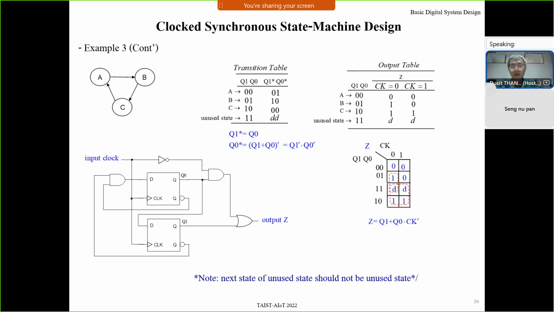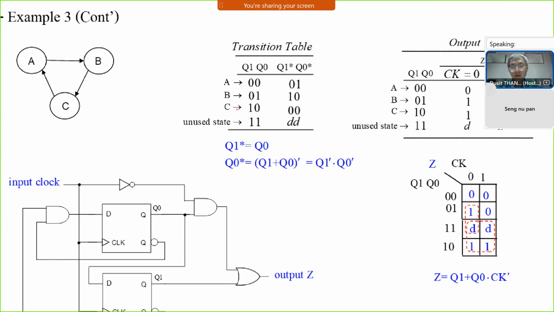So then I draw the transition table. There are 1 2 3 states, A, B, C, and this is an unused state. Let 0 be state A. That means when the clock ticks, it goes to state B. B is 01. When the clock ticks, it changes from B to C. When the clock ticks, it changes from C to A. And this one is don't care.